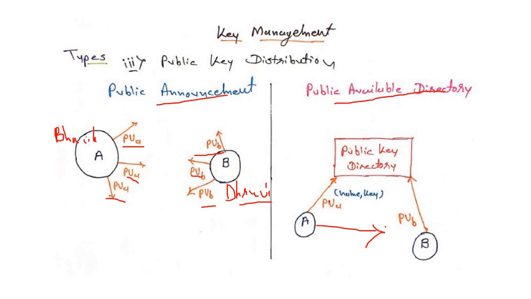So there is one directory people were maintaining in earlier years. Get it? It is a public key directory, which stores the public key of every user. Suppose there are 5 to 10 users, so the public key directory is storing 10 different public keys of all users, and whenever any user asks for the public key of any other user, the public key directory will share the key.